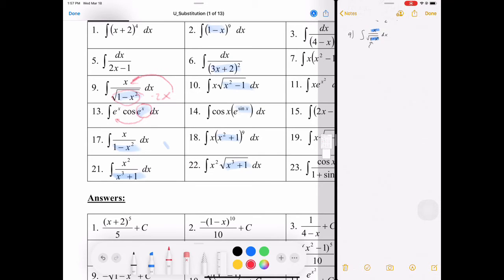Let's look at number 10. x squared minus 1, the derivative of x squared minus 1 is 2x, and the x squared and x would divide out. Let's look at number 14. Sine x, the derivative of sine x is cosine x. That would divide out. So let's look at 18. x squared plus 1, its derivative is 2x. The x will divide out. Looking at 17, the derivative of 1 minus x squared is negative 2x, and the x's would divide out. Number 21, the derivative of x cubed plus 1 is 3x squared, and guess what? The x squared divides out.